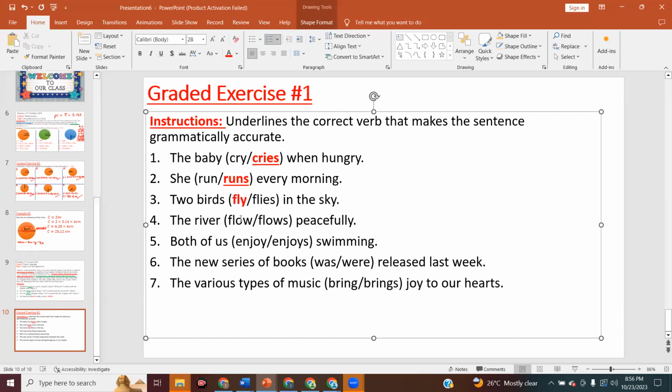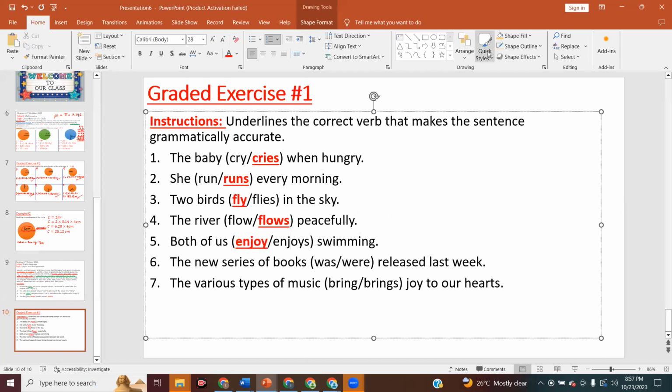Number 4. The river flow or flows peacefully. Flows. Very good. How many persons got that? I got that. Very good. Number 5. Both of us enjoy or enjoys swimming. Enjoy. Very good.